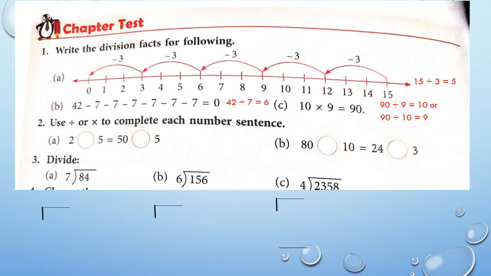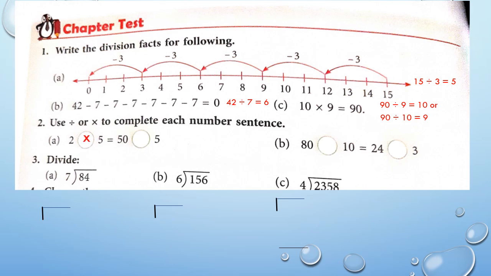Now use division or multiplication sign to complete each number sentence. Here we have been given 2 and 5, and an equal to sign, and then 50 and 5. So the answer of both should come exactly the same. So we have to see which sign we can put. Here 2 and 5. Now you know that we cannot divide 5 by 2, right? So we have to write multiplication. So 2 5s are 10.